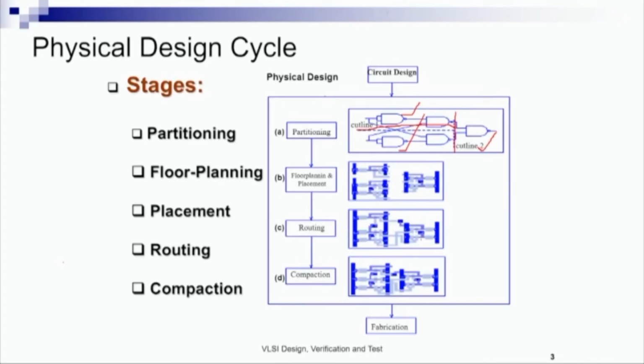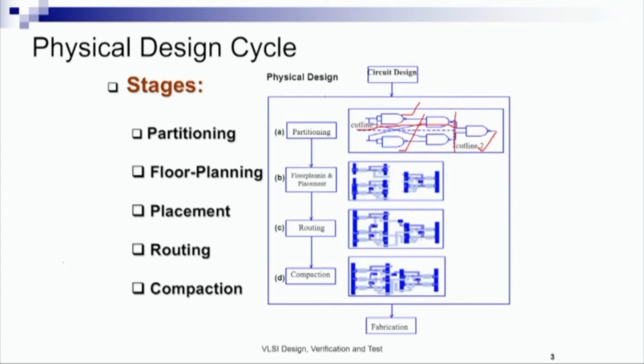The first step is partitioning. In the partitioning process, we partition the entire big circuit diagram that we have into controllable sub-circuits or sub-partitions. This circuit here has been divided into three partitions using two cut lines, cut line 1 and cut line 2. And we have three partitions, partition 1, partition 2 and partition 3.